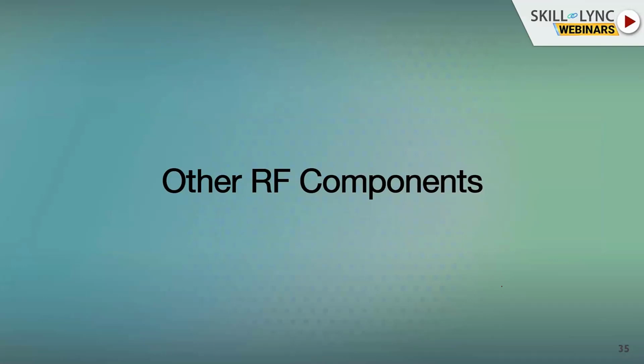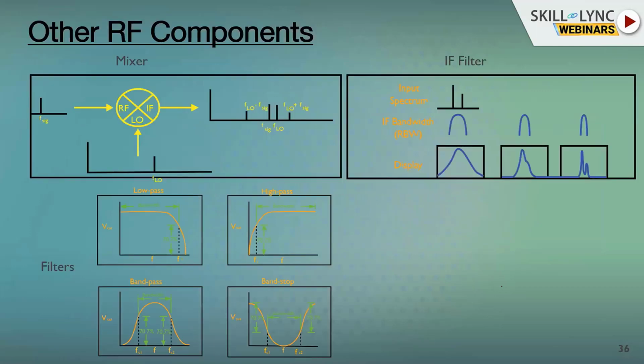So now let's see other RF components. What are all the other RF components? We have seen in the first part itself that one is the mixer. What is it used for? It is used to either down-convert or up-convert.